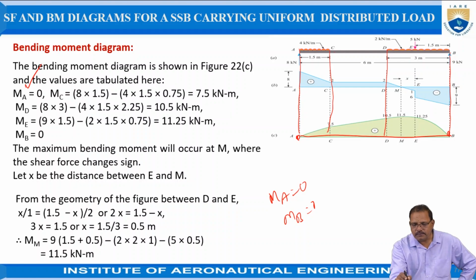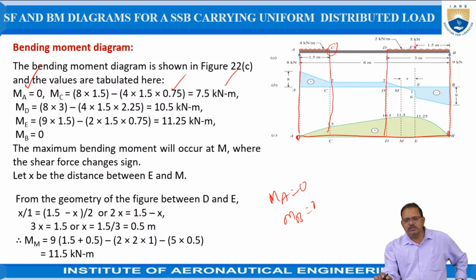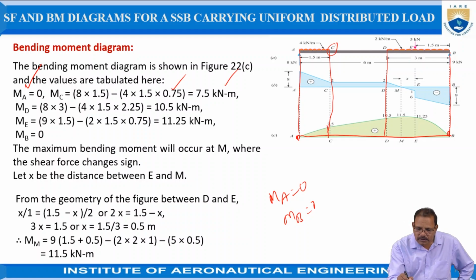The bending moment at point C is equal to 8 into 1.5, which is positive, minus the total load, 4 kilonewton per meter multiplied by 1.5, acting at the middle, 0.5. This is equal to 7.5 kilonewton meter. Hence, represent 7.5 kilonewton meter here. Join these two points by a parabolic curve.